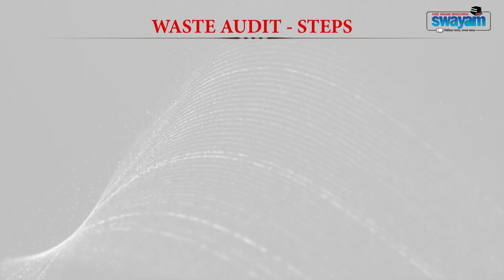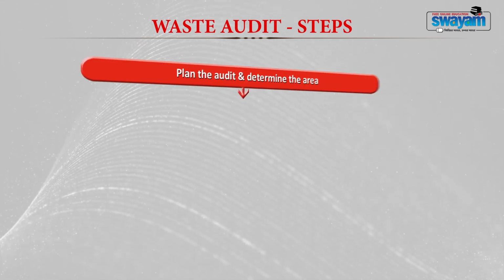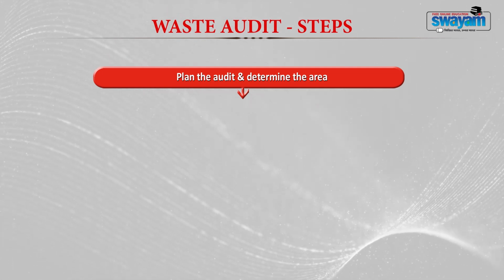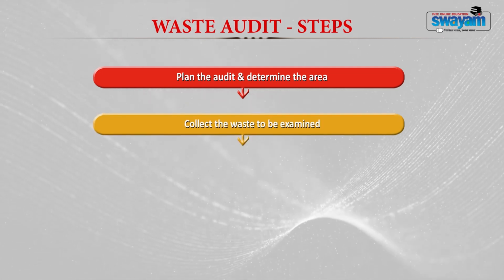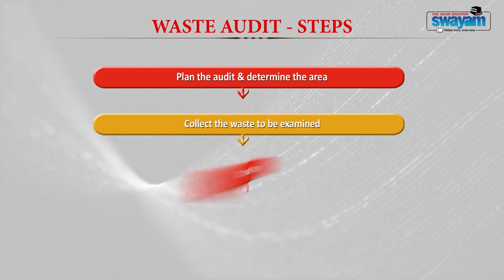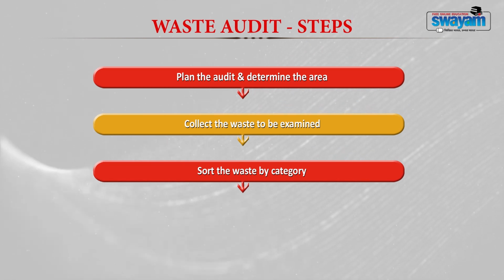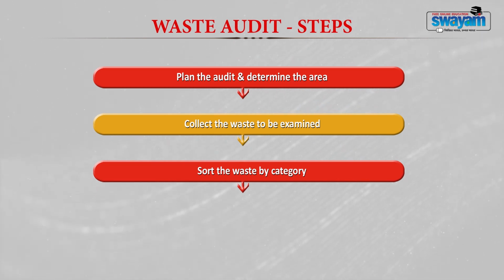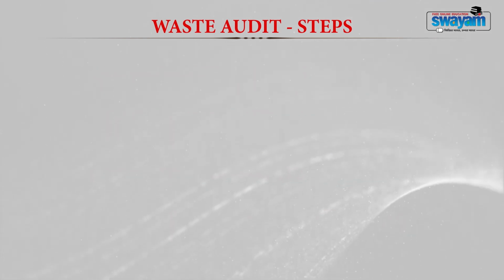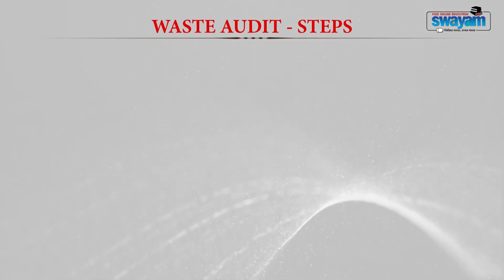The first step of any waste audit is to plan the audit and determine the area. The second step is to collect the waste to be examined. The third step is to sort the waste category wise, and the fourth is the analysis of the data. Let me study these steps one by one.